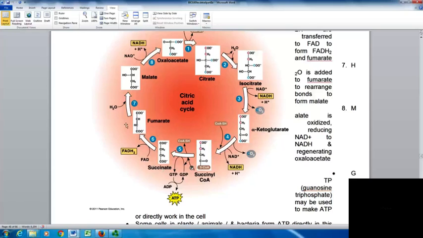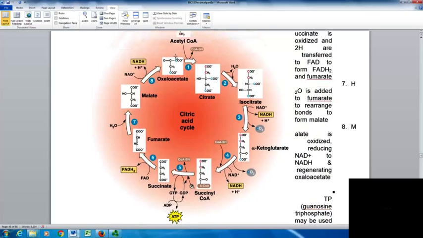The succinate will rearrange to make fumarate. In the process, moving some more electrons into yet another way of transferring them, FAD, that will become FADH2. The fumarate will rearrange to malate, the malate back to oxaloacetate from the beginning, and also releasing more electrons on the NAD plus to become NADH.